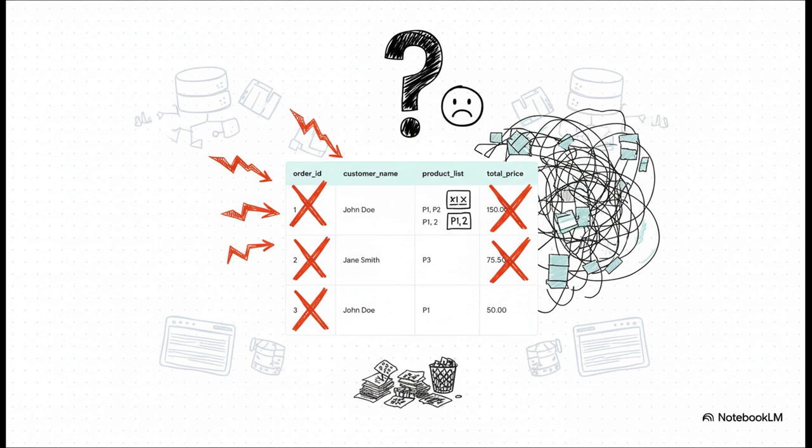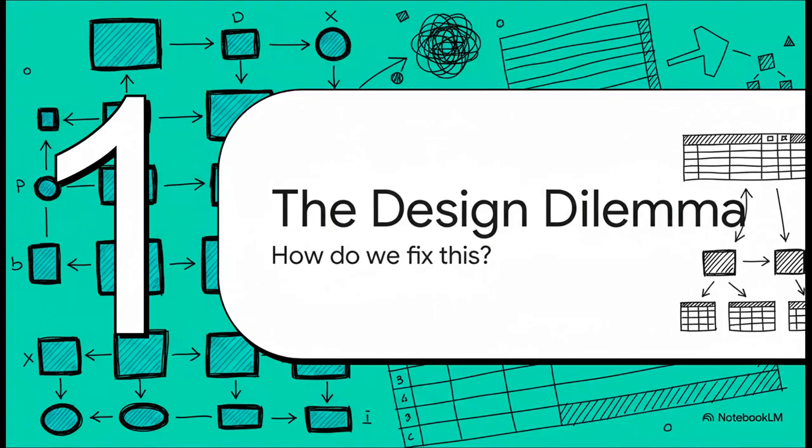You've got customer names repeated over and over. You've got multiple products just crammed into one cell. The whole structure is basically impossible to scale or get any real insights from. It's a total data nightmare. So the big question is, how do we fix this mess? And maybe more importantly, how do we design our systems so this kind of chaos just never happens in the first place? That's the core dilemma we're going to solve today.